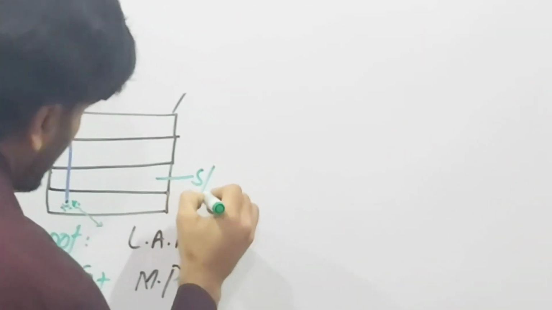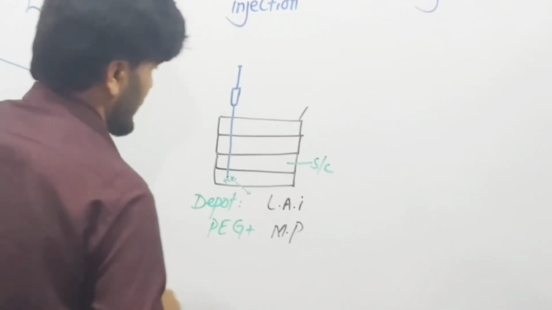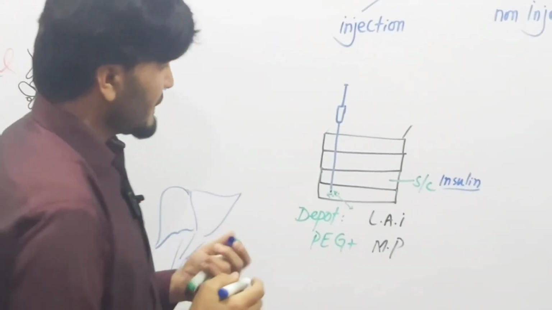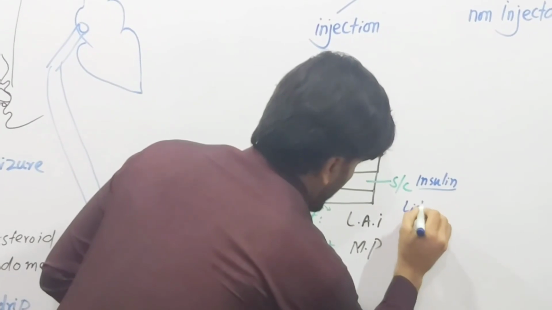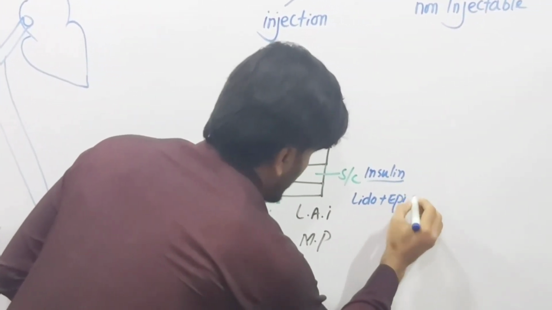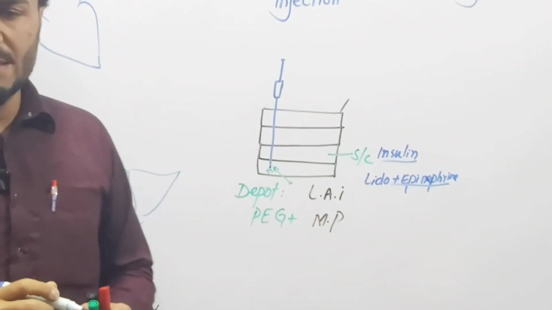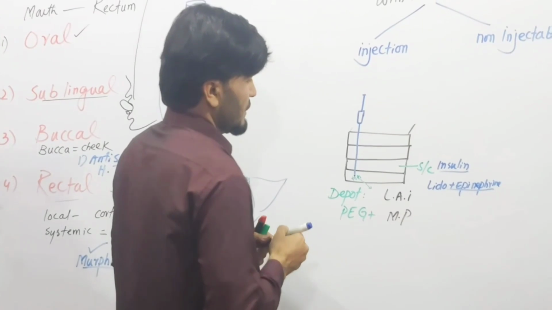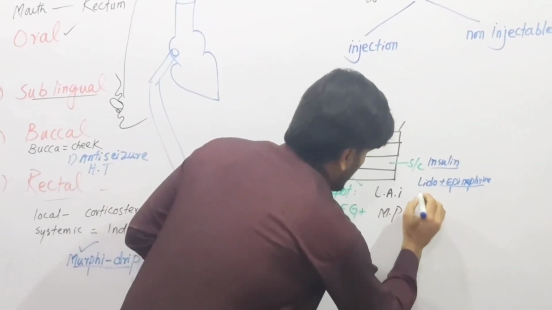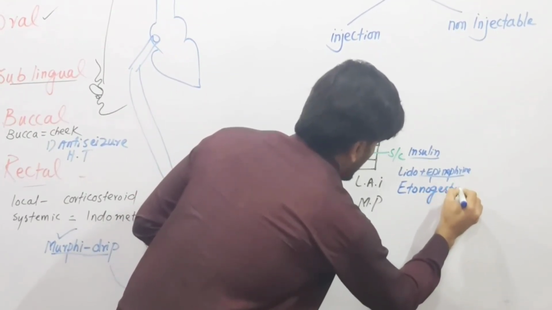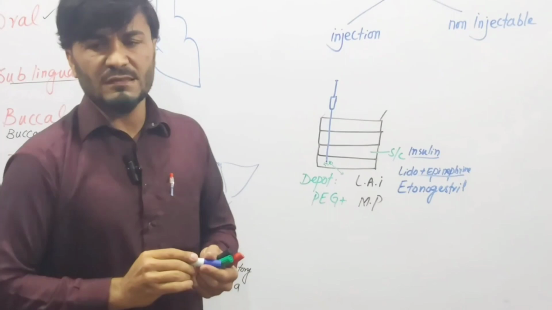Subcutaneous drugs are administered in the subcutaneous layer. The most familiar drug, insulin, is injected subcutaneously, and also some others like lidocaine and epinephrine. A minute amount of epinephrine is injected. So this route is used for subcutaneous administration, and also etonogestrel is implanted in the subcutaneous layer.